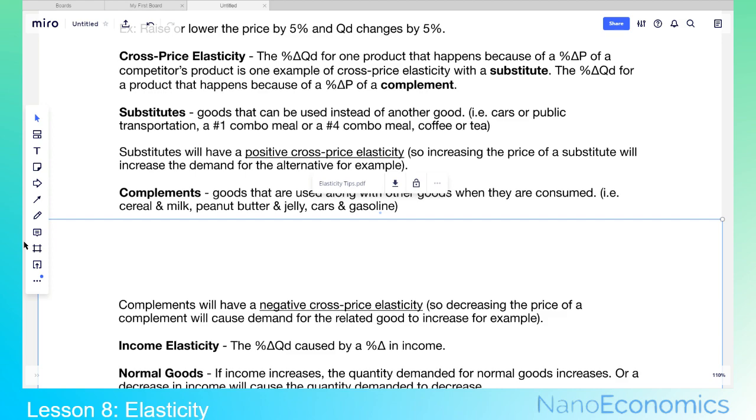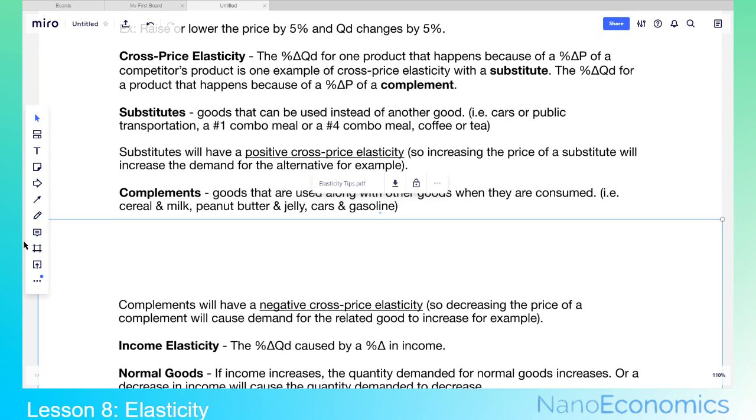So the cross-price elasticity essentially puts the price of one good under the percent change in quantity demanded for the other good. So the percent change in quantity demanded for peanut butter that happens because of a percentage decrease in price of the jelly, since people usually like to make peanut butter and jelly sandwiches, or the percent decrease in demand for Coca-Cola as a result of the percentage decrease in price for Pepsi during Super Bowl weekend.